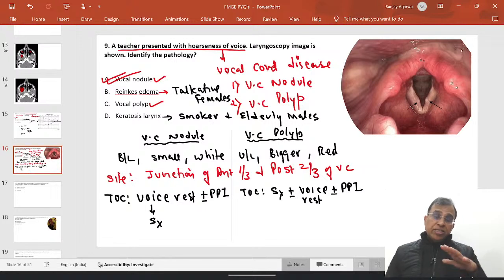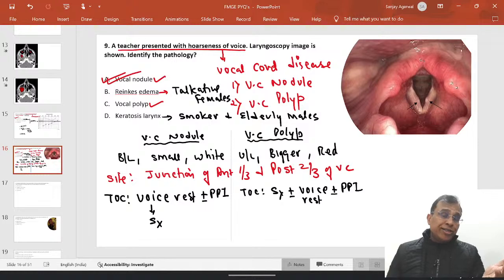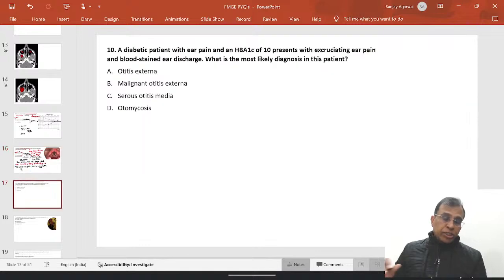So what I told you now in this slide is everything that you have to know about nodule and polyp. If you know these points, and if you can identify the nodule, I'm sure you can answer any other question they ask you on this topic. So guys and girls, please remember this very simple, very popular topic. But in the meanwhile, we go to the next question, question number 10.